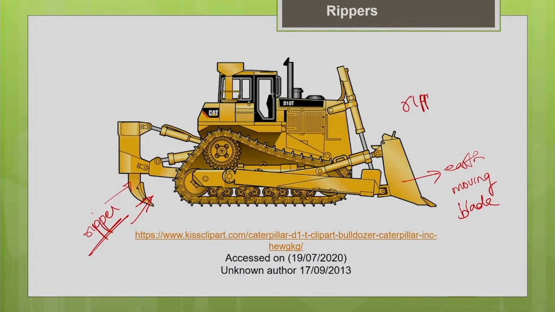You can also use this for ripping rocks. You know that the commonly adopted method for excavating rock is the drilling and blasting method. That is always a costlier method. So if you are able to use a ripper for ripping the rock, you can have a huge saving in the cost. But before that, you have to check the rippability.